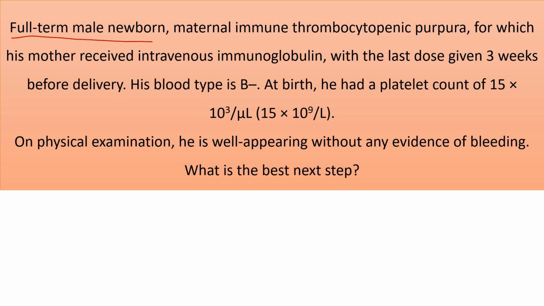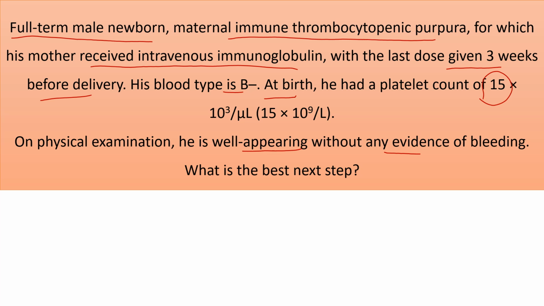Full-term male newborn with maternal immune thrombocytopenic purpura, for which his mother received IVIG, with the last dose given 3 weeks before delivery. His blood type is B, and at birth he had a platelet count of 15,000 only, very low. On physical examination, he is well appearing without any evidence of bleeding.